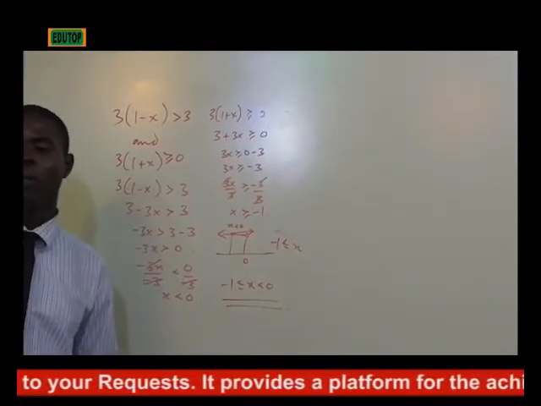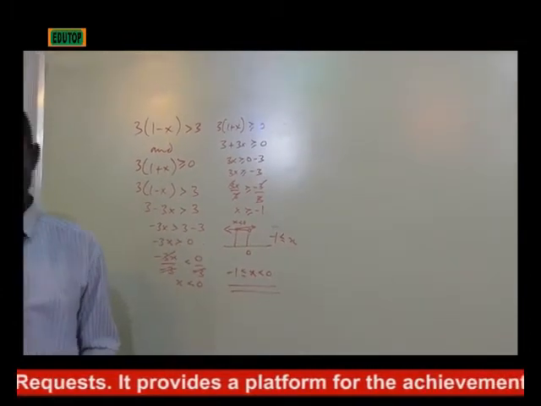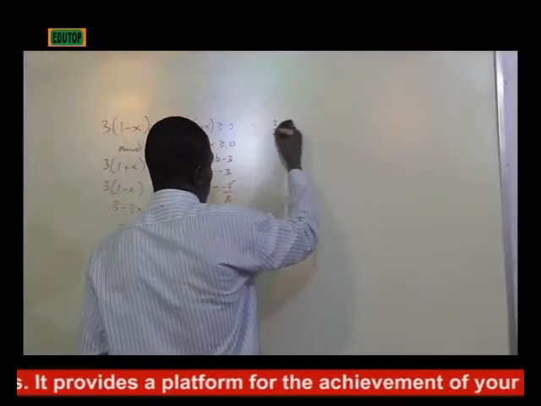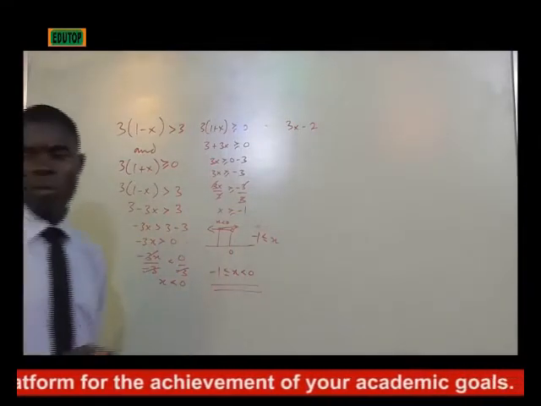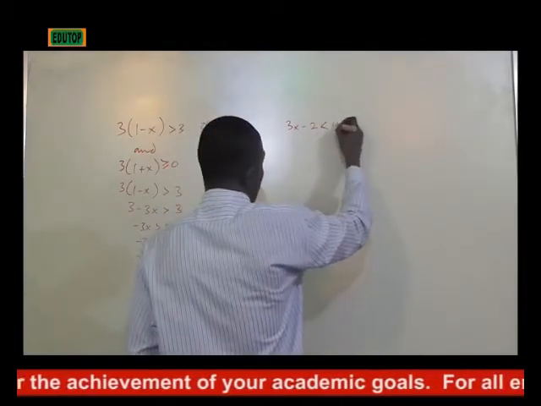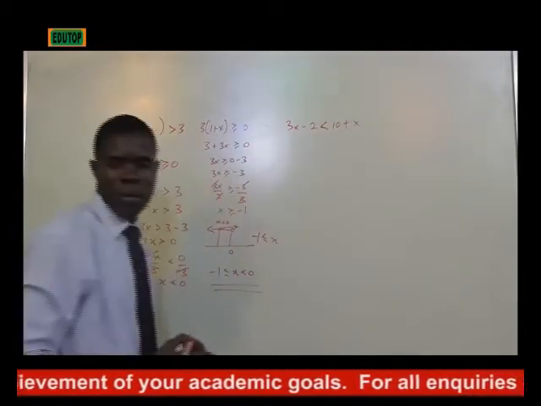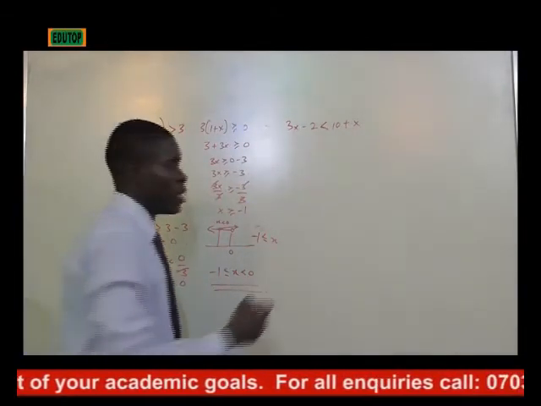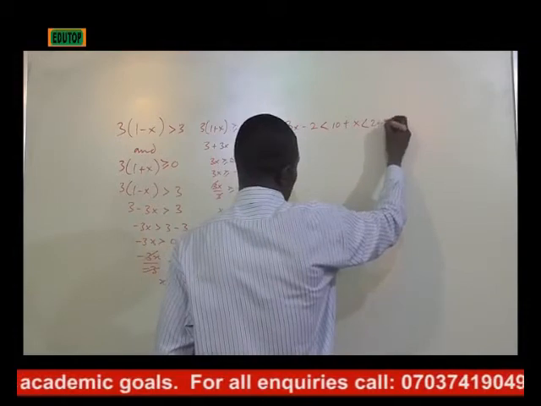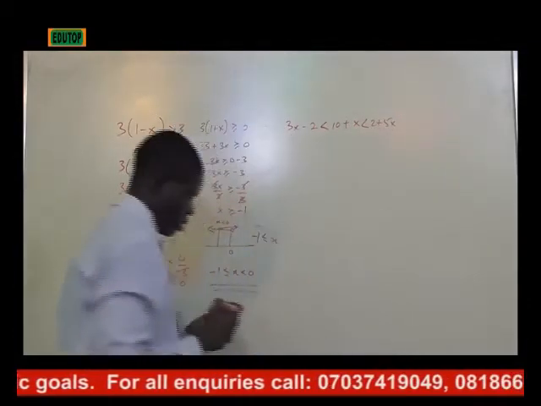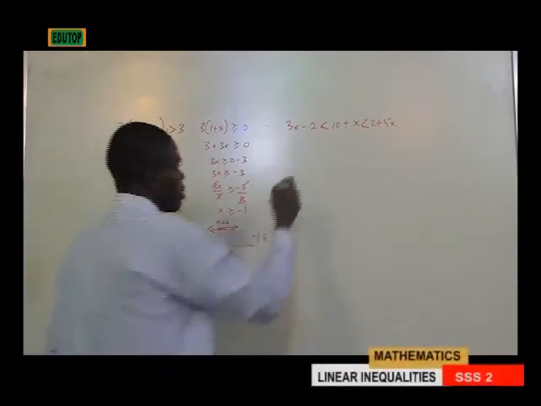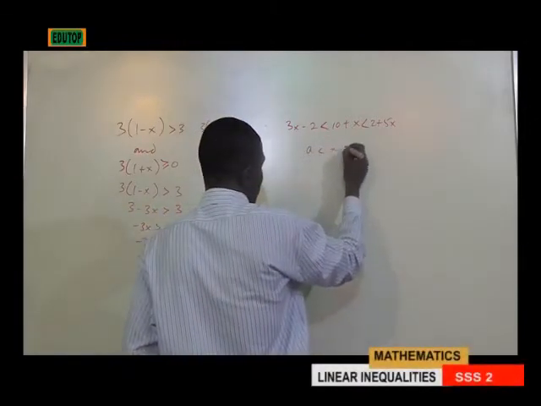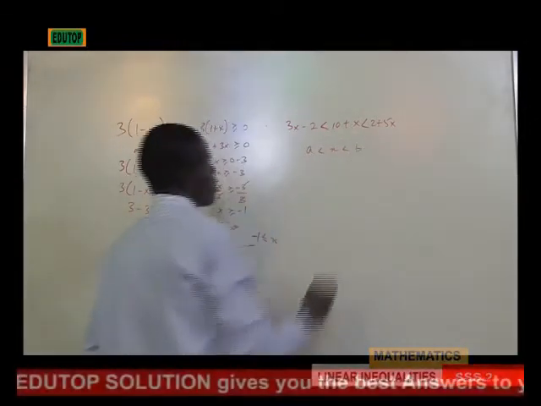Then question 4. Express 3x minus 2 less than 10 plus x, and it's also less than 2 plus 5x. This is a different case now. You have a scenario like this, and we are asked to express it in the form of a less than x, x less than b.